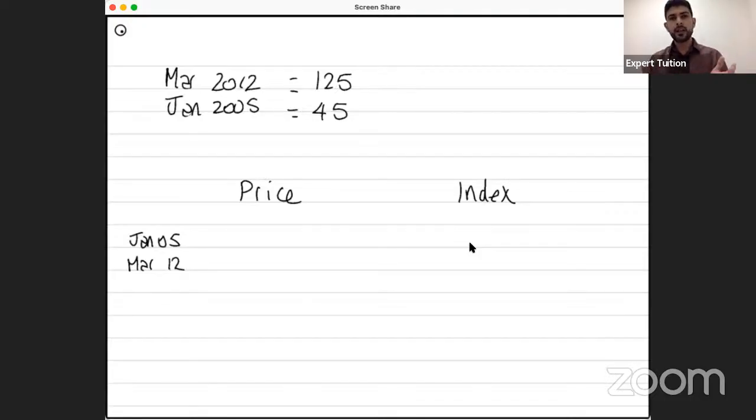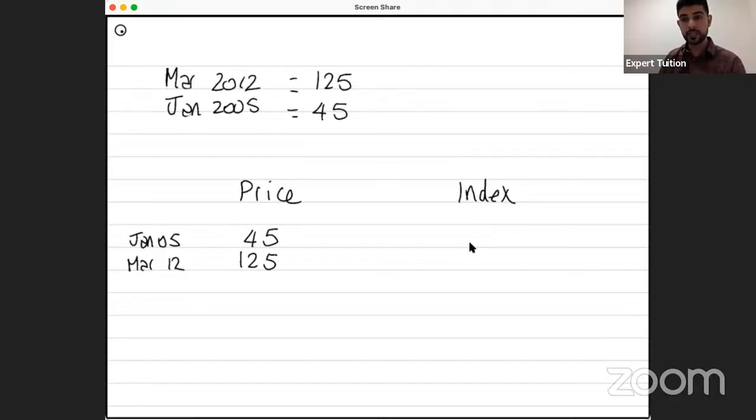Right. The first thing I know is the price in January 2005. It is $45. So I'm going to put 45 over here. And I also know what the price is in March 2012. It is 125. But my method relies on me having three numbers. I need to have three numbers in order for me to work out the fourth number. But what do you all know about index numbers?